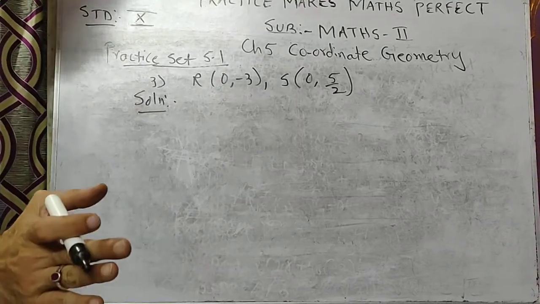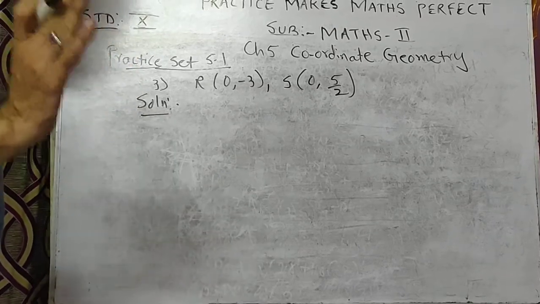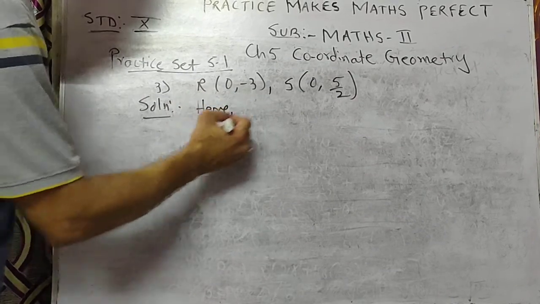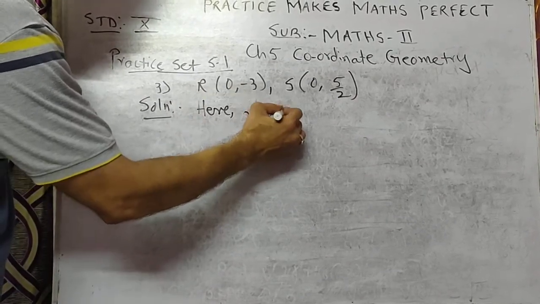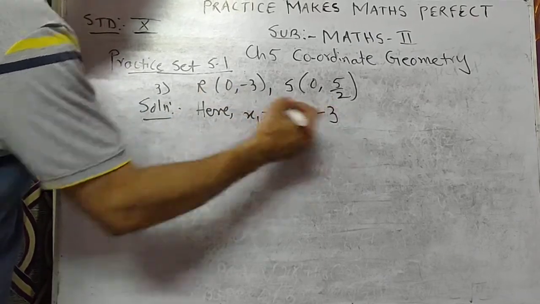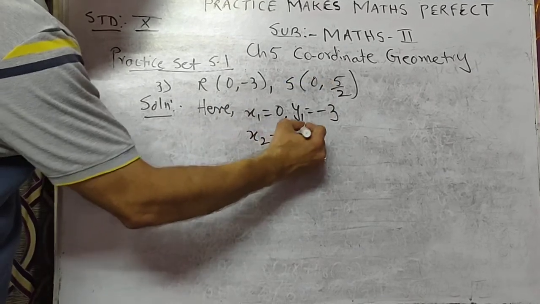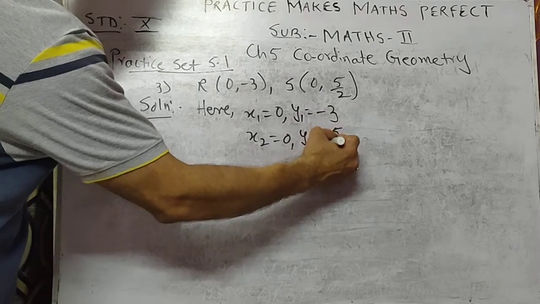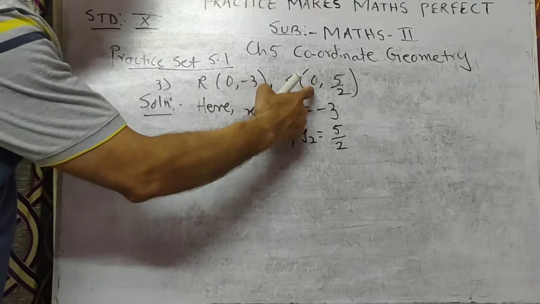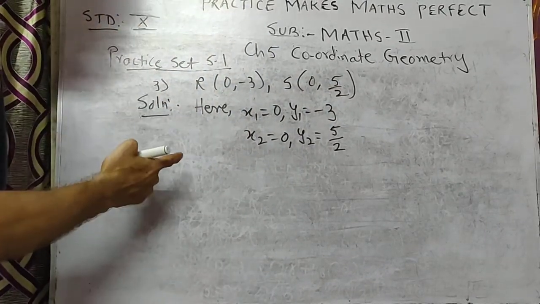Okay, now come to sum number 3, practice set 5.1. Same way we are going to use the distance formula. So first of all, here x1 is equal to 0, y1 is equal to minus 3. x2 is equal to 0 and y2 is equal to 5 upon 2. Always you have to mention x1, y1, x2, y2.